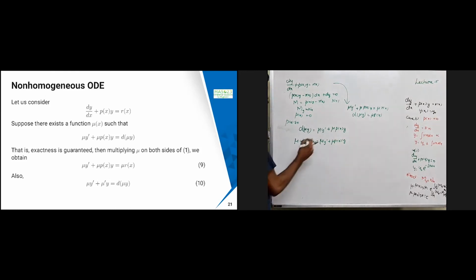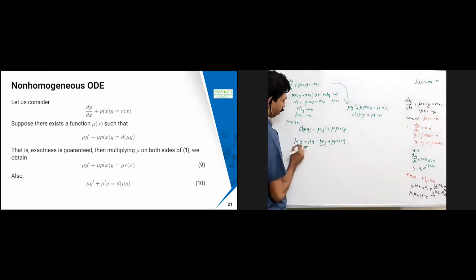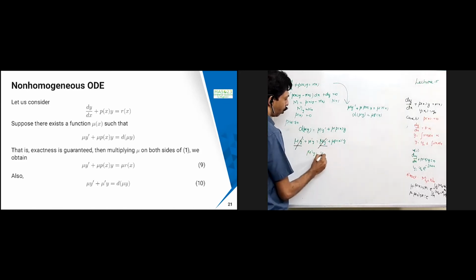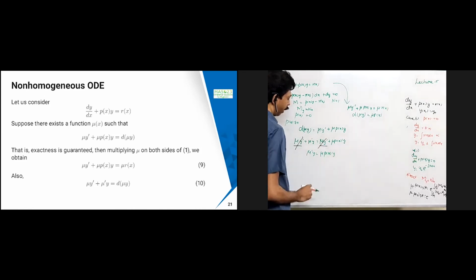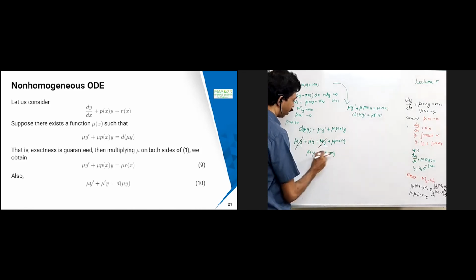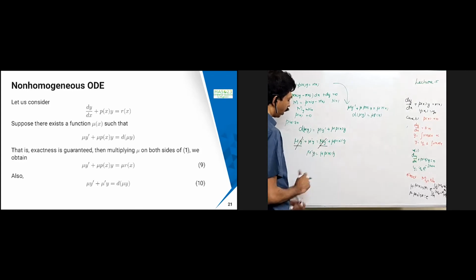Now you can see that this is nu y dash, and this is nu y dash, so you can cancel these two terms. Then you have nu dash into y equal to nu into p of x into y. Again here y gets cancelled. So you get only nu dash equal to nu into p of x. Therefore you can write it as nu dash by nu equal to p of x.